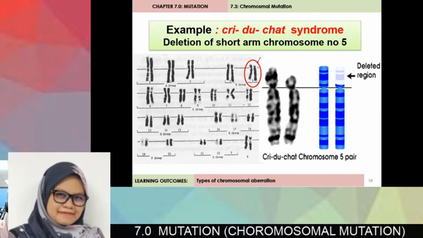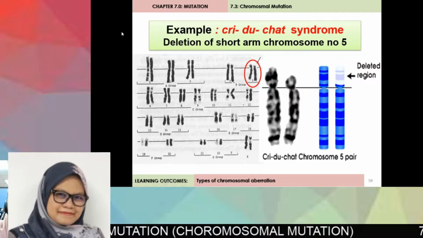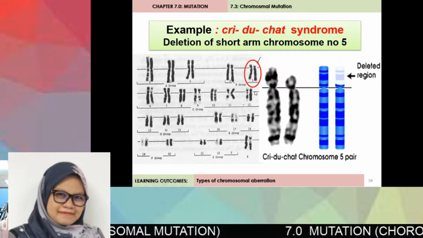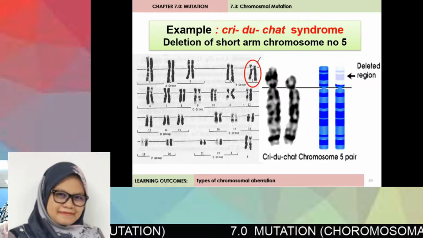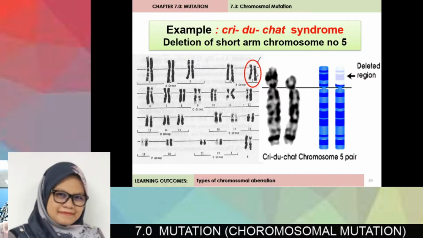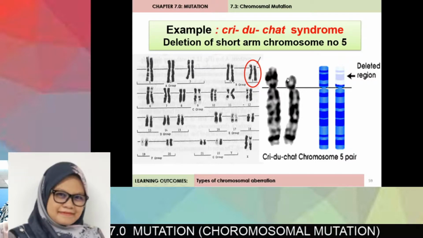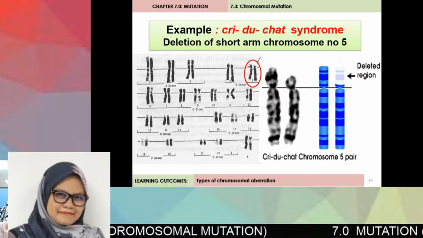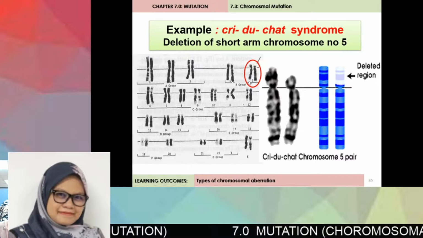An example of disease caused by gene deletion is Cri-du-chat syndrome. At chromosome number 5, the short arm of chromosome number 5 is being deleted. So if you can see here, this is the normal chromosome. But then the other chromosome has lost the segment at the short arm. So this karyotype represents Cri-du-chat syndrome, involving chromosome number 5.